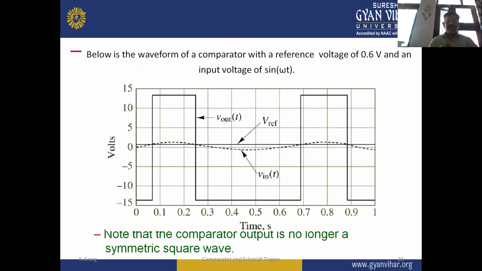So below is the waveform of a comparator with a reference voltage of 0.6 volt and an input voltage of sin omega t. In these input and output waveforms and also the reference voltage, note that the comparator output is no longer a symmetric square wave.